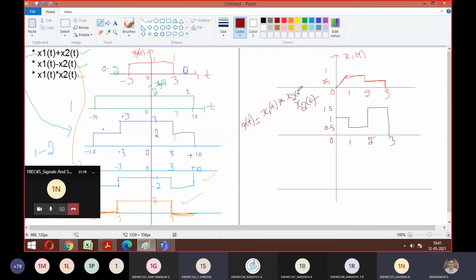Sir, for the first signal x1 of t, what's the amplitude after 0.5? Is it 0.25 or what, sir? No, this is exactly at 0.5. No, after that, only in 2, sir. The amplitude there, that junction, is 0.5. Okay, 0.5. Then for 1, sir? For 1 only, I told you, for 1.